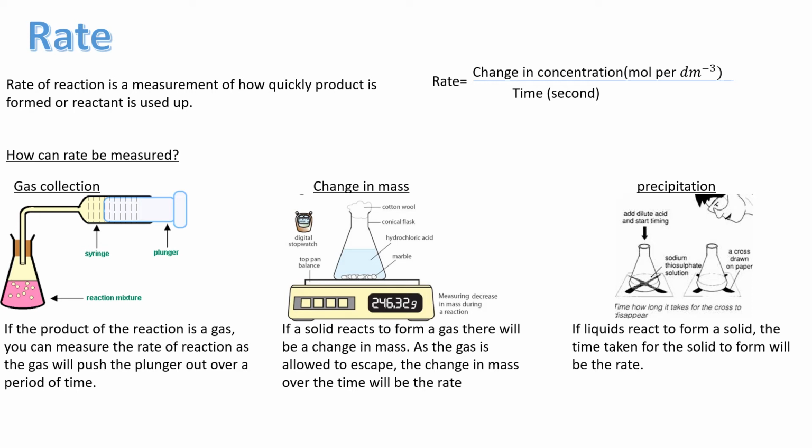I'm Nicholas and I'm here to talk about the rate of reaction. Rate of reaction is a measurement of how quickly product is formed or reactant is used up. There are three main ways to measure the rate of reaction.